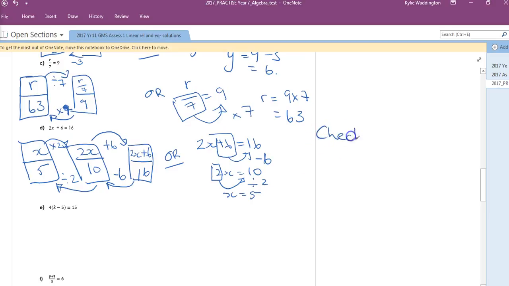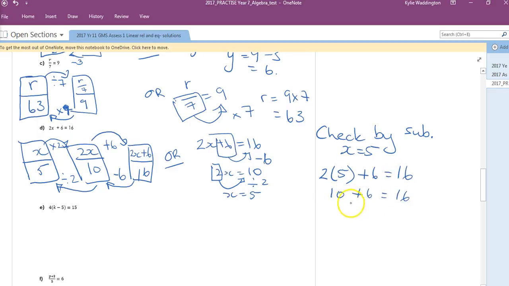Remember, you can also check your answers. So check by substituting x equals 5. So 2 times 5 plus 6 equals 16. 10 plus 6 equals 16. 16 equals 16. True statement.